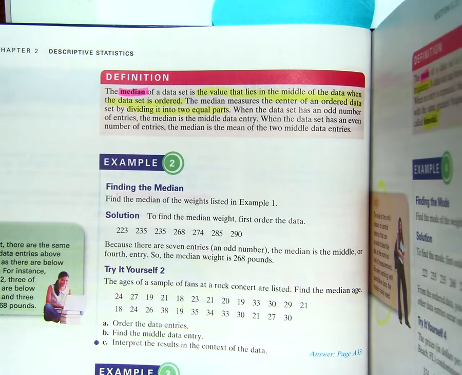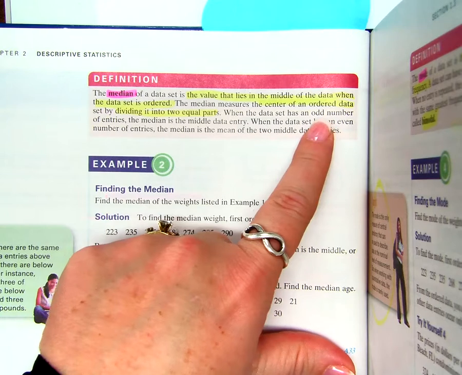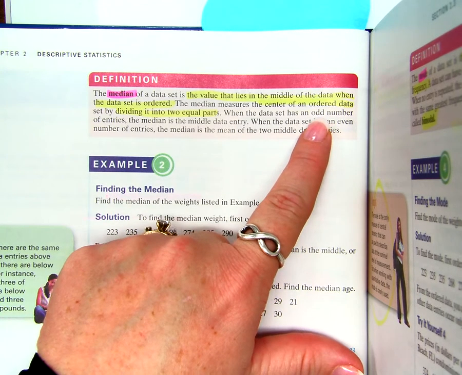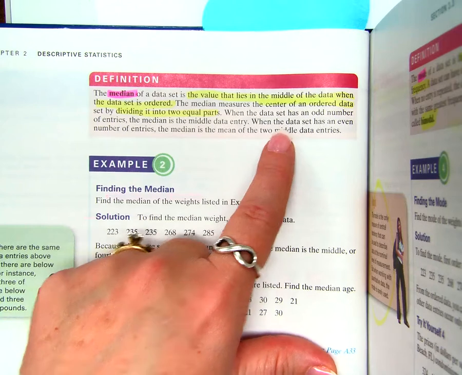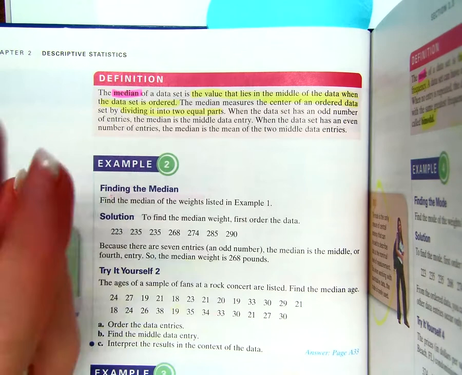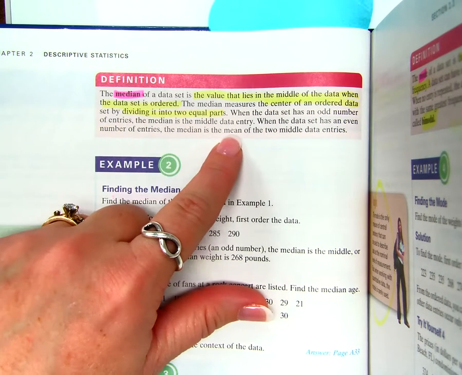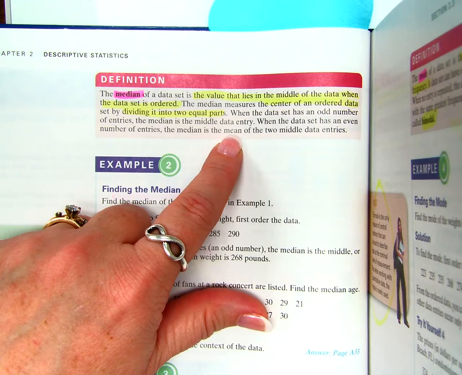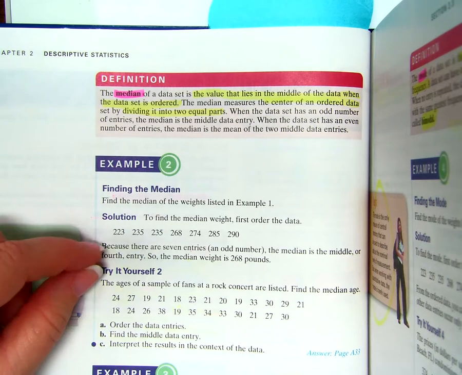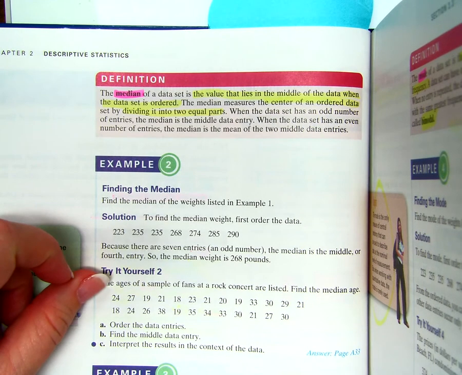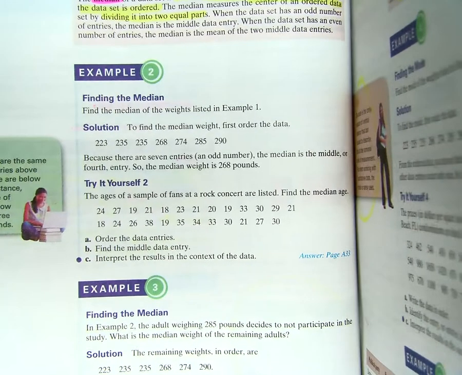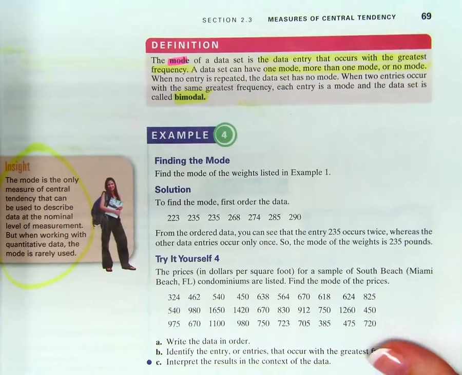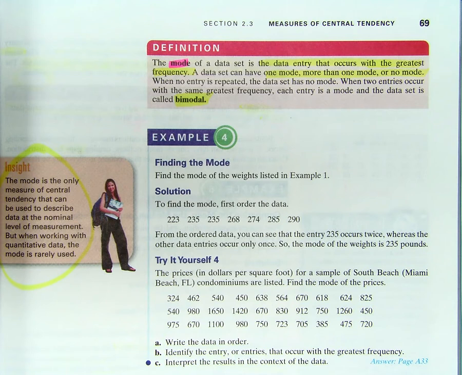Now, you remember this, but I'm going to remind you. When the data set has an odd number of entries, it's the actual middle one. But if it has an even number of entries, there are two in the middle, and we find the mean of those two data entries to find the actual median of the data. You remember that? Here are some examples on median. Do I need to do any of those? No? Okay.